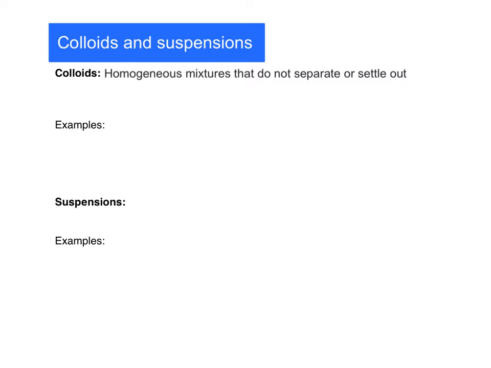So some examples of colloids are fog, mayonnaise is a common example. Some kinds of cheese are colloids. Jello is a colloid. Whipped cream is an example. So there's lots of different examples that you come into contact with in everyday life that are colloids.